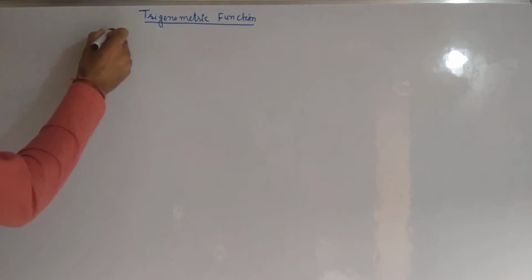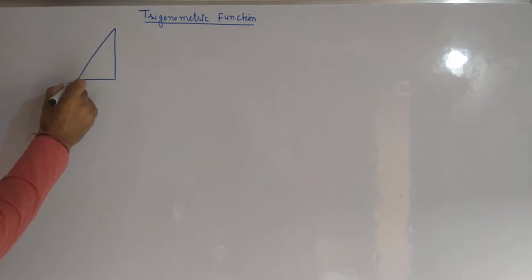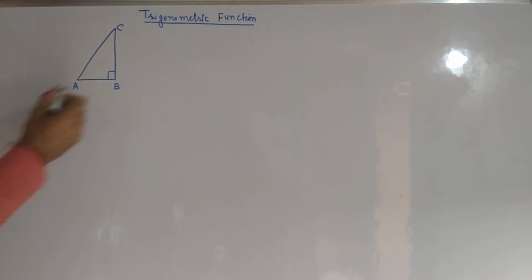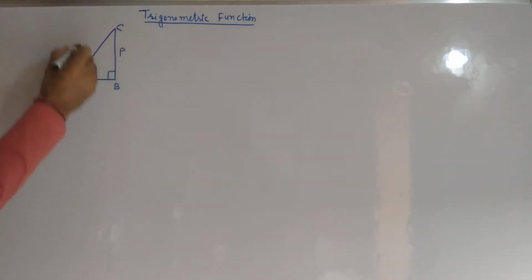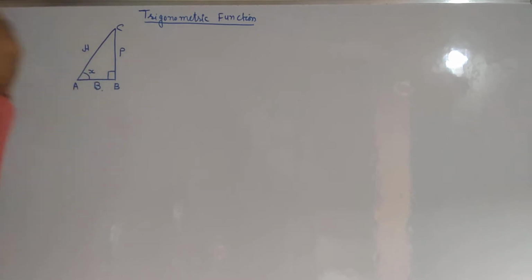Here is a new concept, trigonometric functions. In a right angle triangle, as we know, this is a right angle triangle ABC. Let x be the angle, and opposite to x is the perpendicular, and opposite to 90 degrees is the hypotenuse, and this is the base.